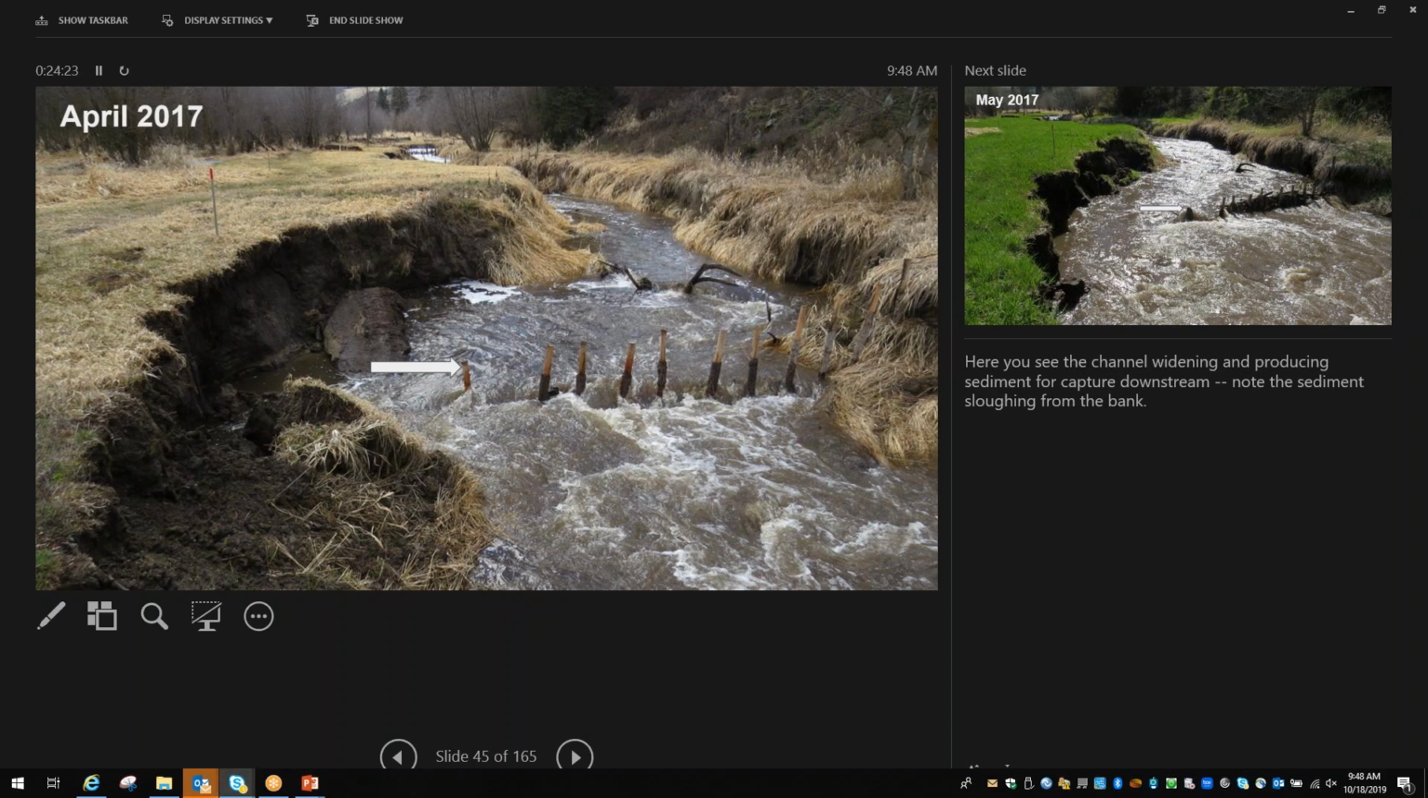My clicker just stopped working. I don't know why. Should I try this other one? Sorry? I have to plug it in, though.